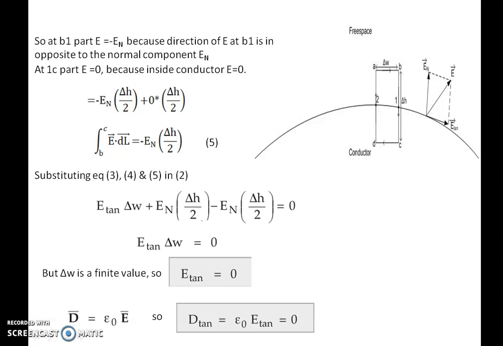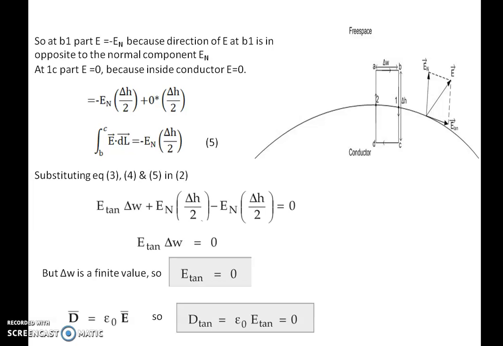So in the last video, we saw what the tangential components of E and D are. That is, E tan is equal to 0, and D tan is equal to epsilon naught times E tan, which is equal to 0 because E tan equals 0. So at the boundary between the conductor and free space, the tangential component of field and flux density are 0.